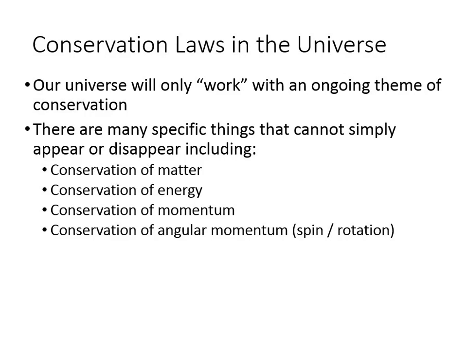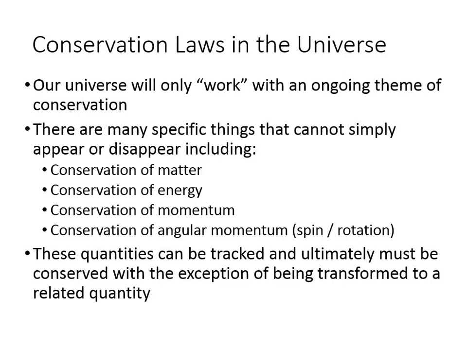There's another type of momentum associated with an object that's moving in a circle, and it's called angular momentum. It could be something orbiting a planet, or it could be something spinning on its axis that has what we call angular momentum. And actually, you can take matter and convert it to energy, and you can take energy and convert it to matter, but the math needs to work out.